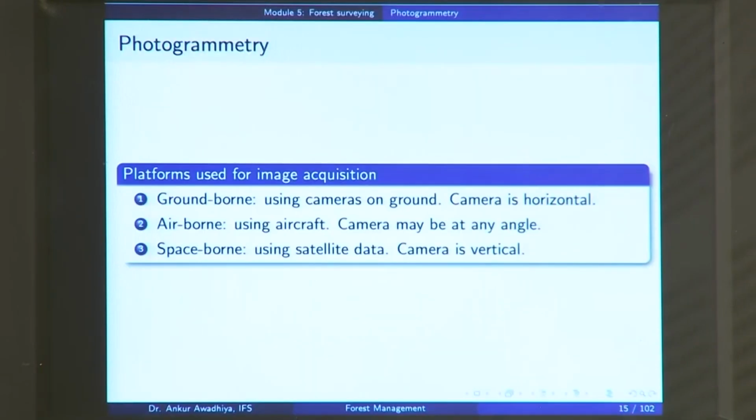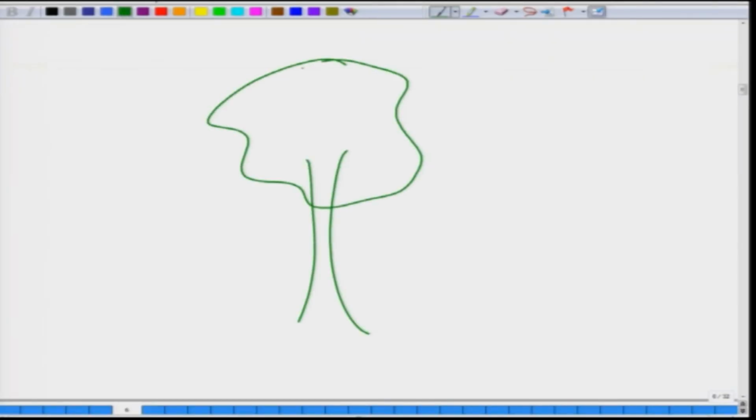Now, there are 3 platforms that are used in the case of photogrammetry. So, you can make use of a ground borne platform. Essentially what this is saying is that you are standing on the ground and you have a camera in your hand and you are taking different pictures. So, you are based on the ground. In this case the camera is horizontal. So, you have a tree here, and what you are doing in this case is that you are taking a camera and you are taking pictures. So, your camera might be like this or it might be like this, when you are looking at the canopy, but in all the cases it is based on the ground.